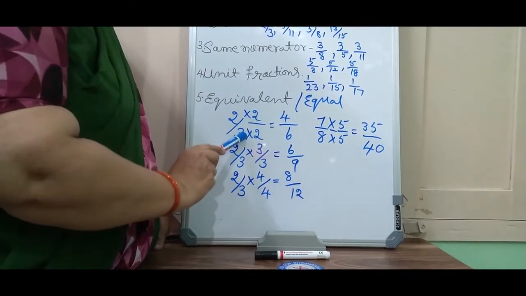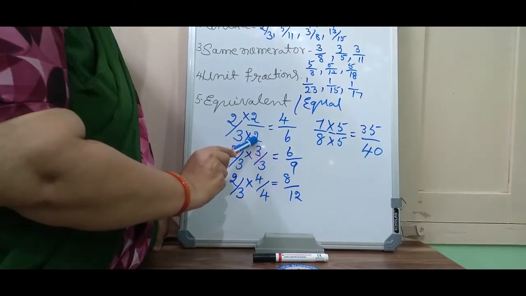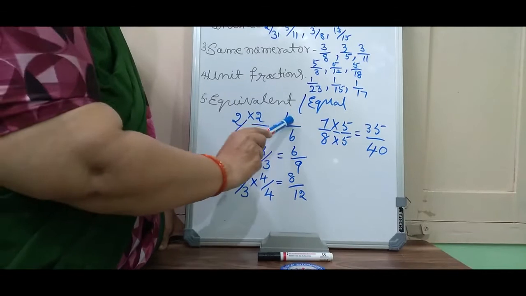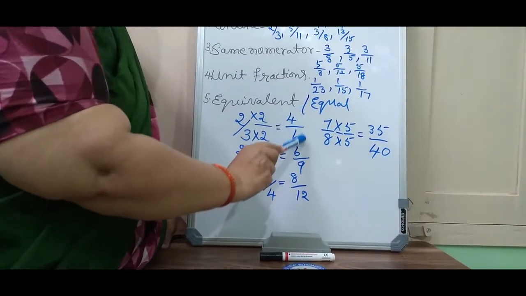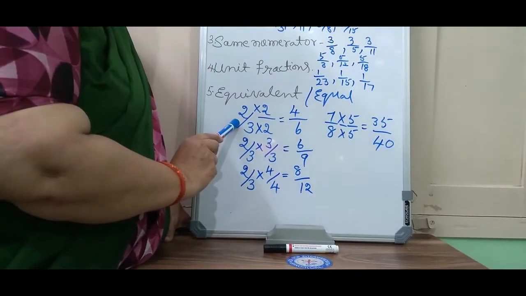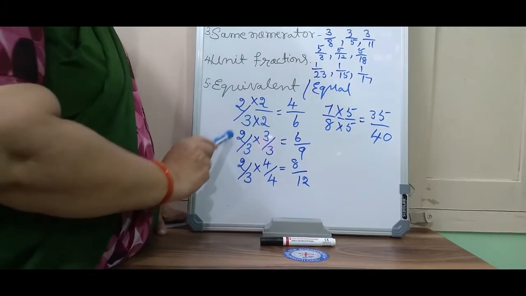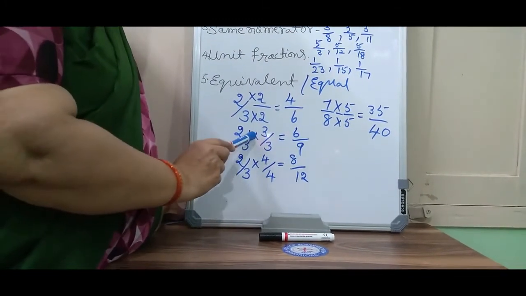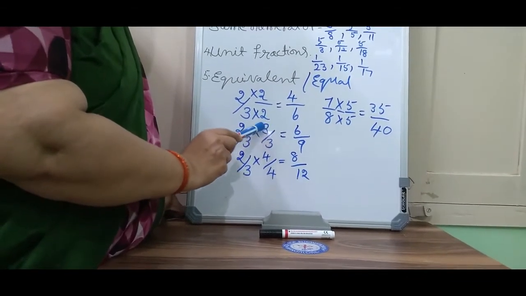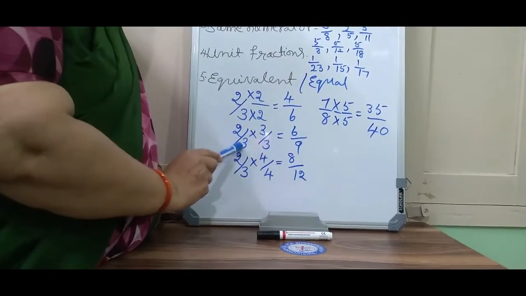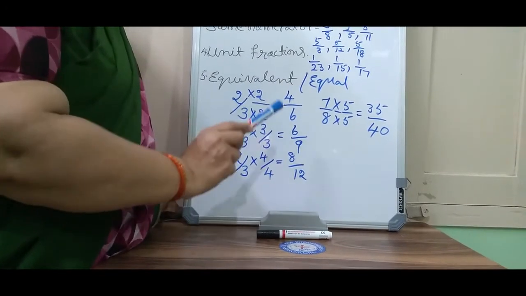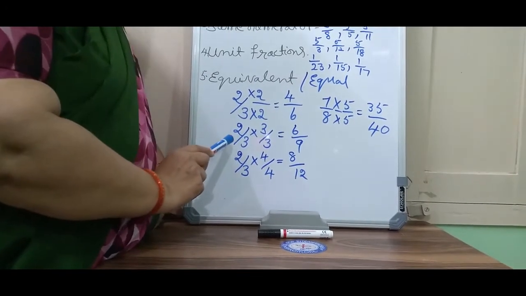2 by 3 is multiplied by 2 in the numerator and also in the denominator. So 2 2s are 4, 3 2s are 6. This 4 by 6 is an equal fraction for 2 by 3, or equivalent fraction for 2 by 3. Again, let us get one more equivalent fraction: 2 by 3 multiplied by the number 3, both on the upper side and the lower side, that is numerator and denominator. So 2 3s are 6, and 3 3s are 9, 6 by 9. 6 by 9 is also an equivalent fraction for the fraction 2 by 3.